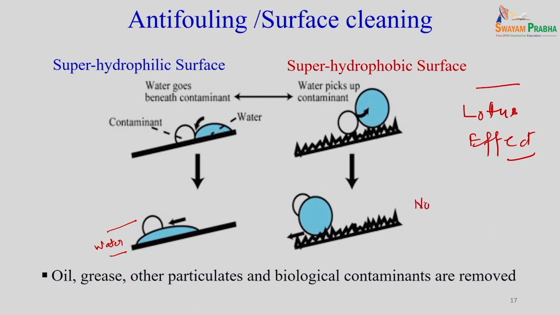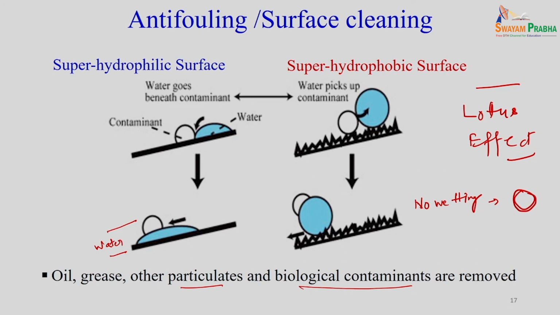So, there will be no wetting here, and water will form a particular drop, or you can say a particular sphere, so that the contaminant can be absorbed into the water and it can be removed. So, particularly for removing oil, grease, other particulates or some biological contaminants, these anti-fouling or self-cleaning surfaces are prepared.